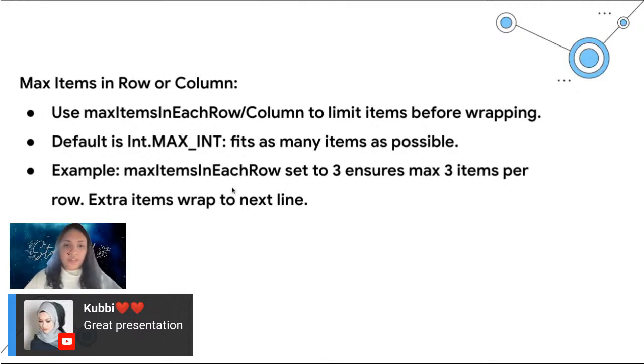So an example is, I'll show what it looks like in the next slide, but basically an example is for the max items in each row, we can set it to 3. So it ensures that a maximum of 3 items per row, and then any extra items will be wrapped to the next line or next column.